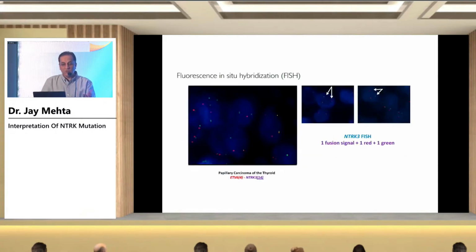And these are images of a FISH, which I borrowed from somebody. This is not something which my lab does, but you can get a fusion signal and two separate individual signals, the arrows which are pointing towards that NTRK FISH.